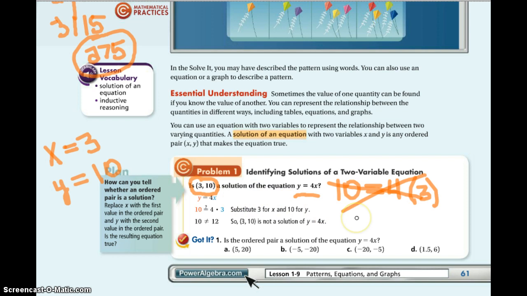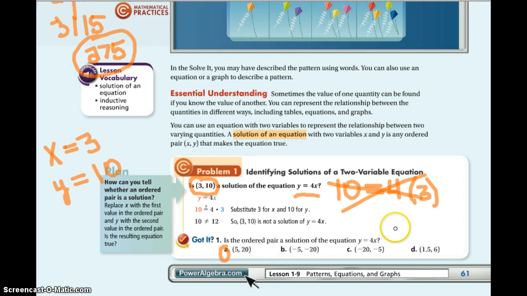All right, so that's all they're trying to do here. They're just trying to get you to analyze this and figure out if these ordered pairs are actually solutions or not. So we could test out this part A. Is part A a solution or not?